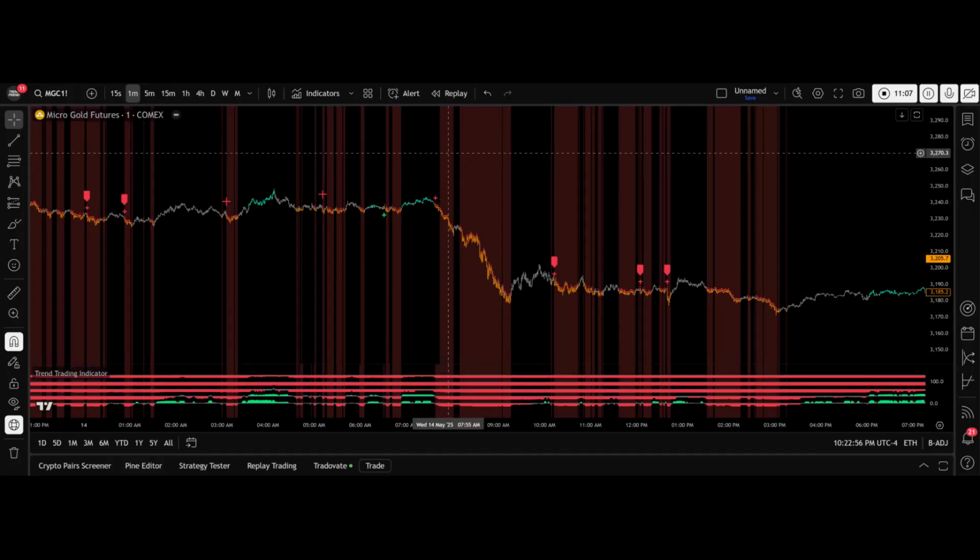And then we also have the background color here. That means that we are in a strong trend of a separate type of calculation. So the more confluence you have here, the better. And use those to help you stay in trades longer.